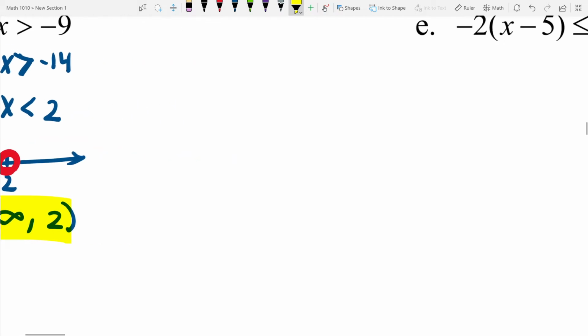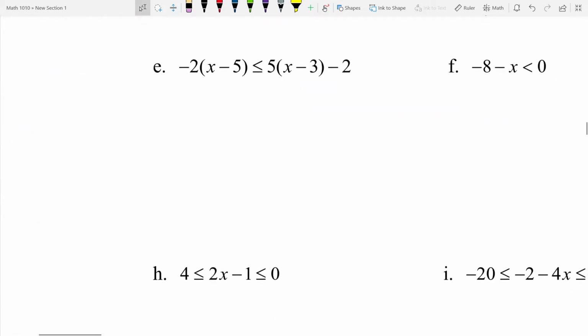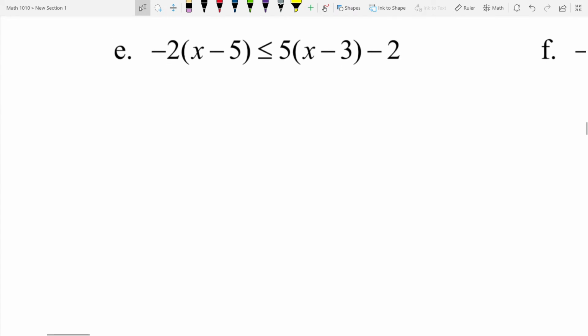Easy. Okay, this one, E. Looks more complicated. Don't freak out. Think of that inequality as an equal sign. Left-hand side, one word. You tell me, what do we do? Distribute. So that's a negative 2x plus 10 is less than or equal to, in your brain you see an equal sign. What am I going to do on the right, everybody? Distribute. Yes, that gives me 5x minus 15 minus 2.